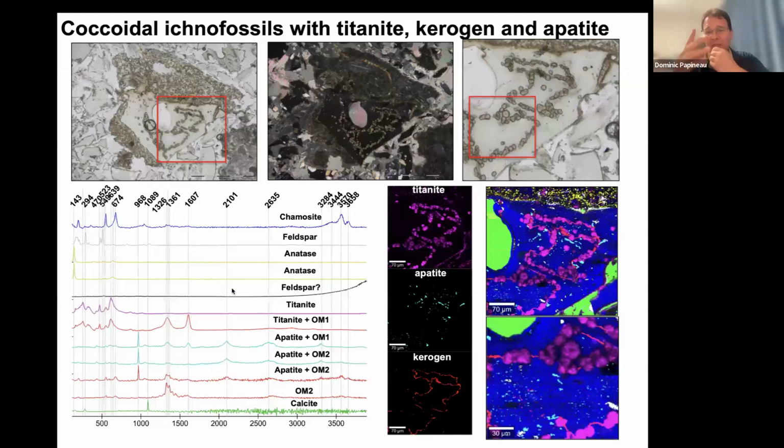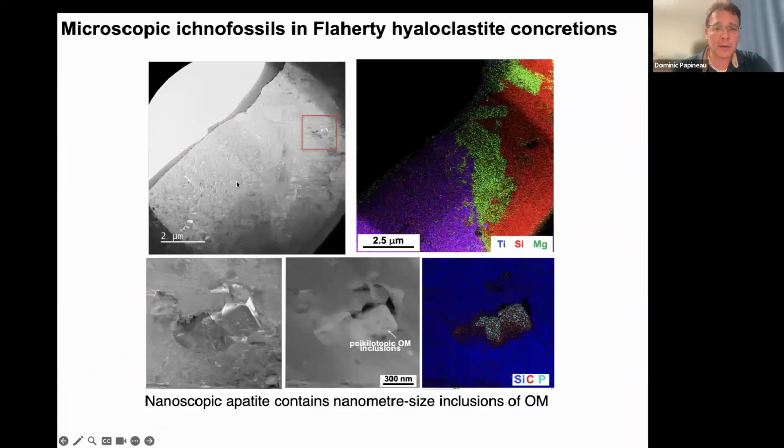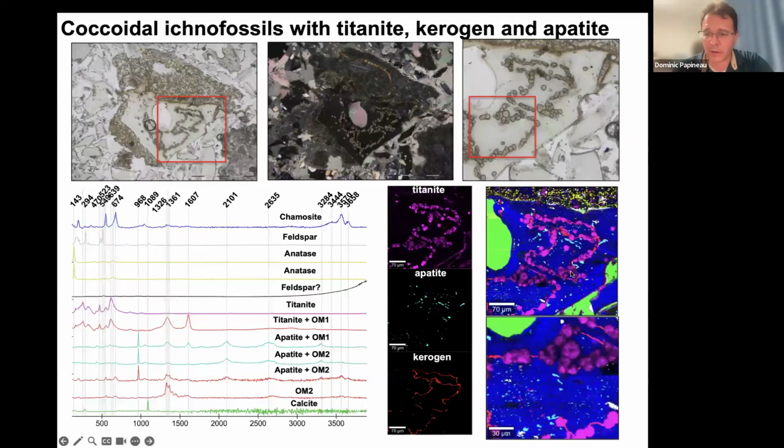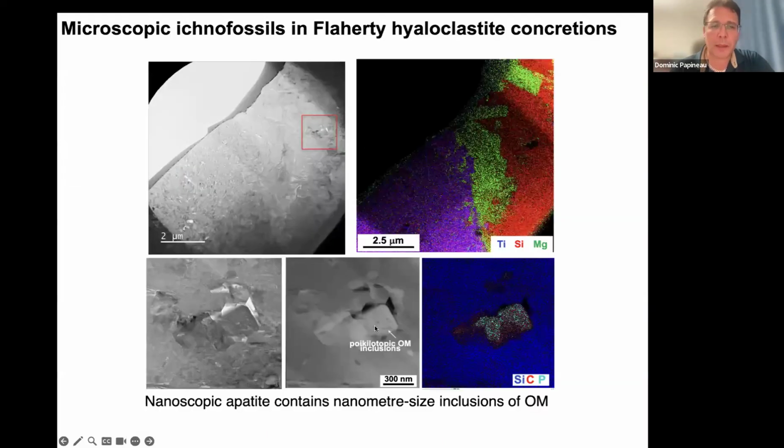And I wanted to show this. This is just data I collected last week, so this is fresh off the TEM. A FIB lamella that was collected from right here, from this particular ichnofossil associated with apatite and organic matter. And this is what it looked like. There was an apatite crystal here. You can see it with what we call the poikilotopic inclusions of organic matter. These are tiny little inclusions, just a few nanometers in size, between 5 and 20 nanometers, and they are like grains of pepper inside this otherwise euhedral crystal of apatite.